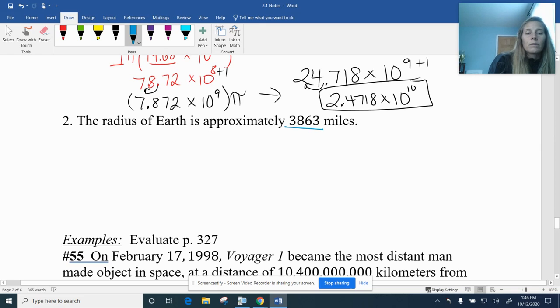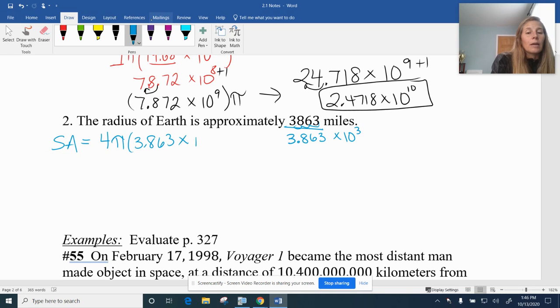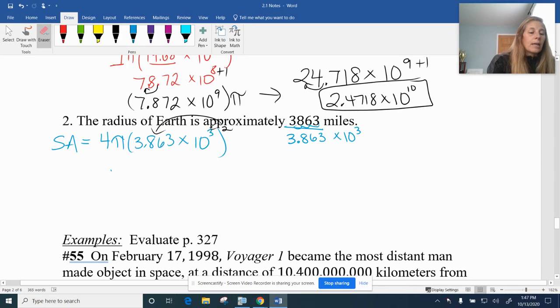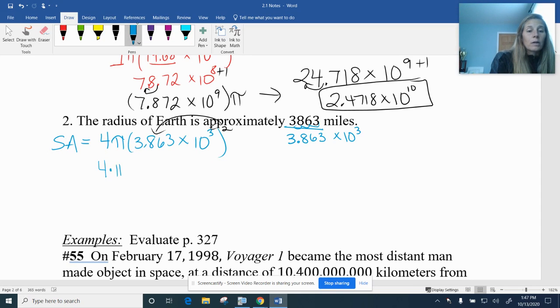Okay, so for this one, this is the radius right here. So if this is scientific notation, it would be 3.863, and then I had to move my decimal 3 places, so times 10 to the 3rd. I know my surface area formula is 4 pi, and then it's 3.863 times 10 to the 3rd. So what do we get? 3.863 squared is 14.92 approximately. So I have 4 times pi times 14.92 times 10 to the 6th.